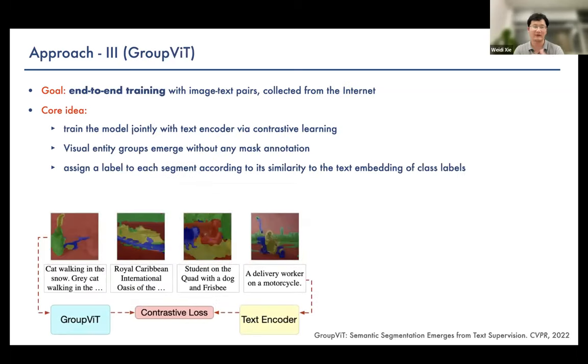And so the previous two works were using the CLIP. So now we move to the next branch. Can we train the model end-to-end? And this is the first paper, I think, called GroupViT. To my knowledge, this is the first paper doing this. And what they do is, again, as the previous presenter has mentioned, they just exploit the good property of the transformer. So the transformer can group things together. So what they do is the visual entity groups just emerge without any mask annotation in the transformer. And they assign a label to each segment according to the similarity to the text embedding.